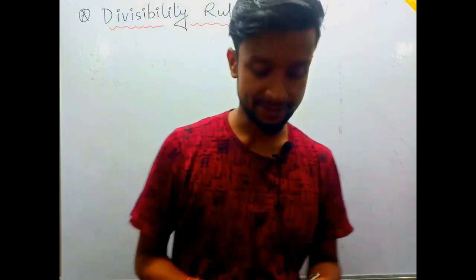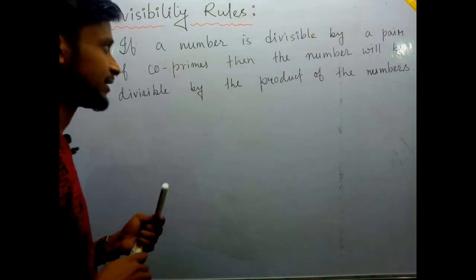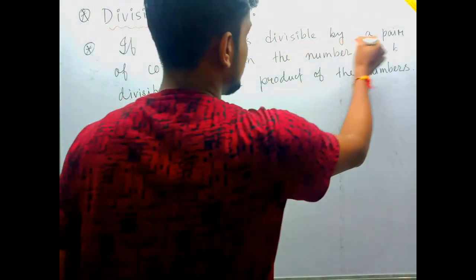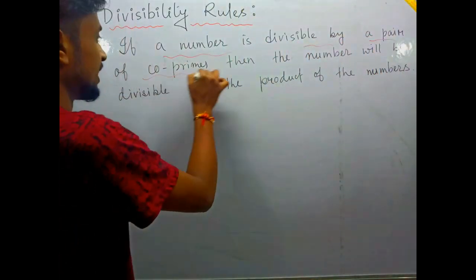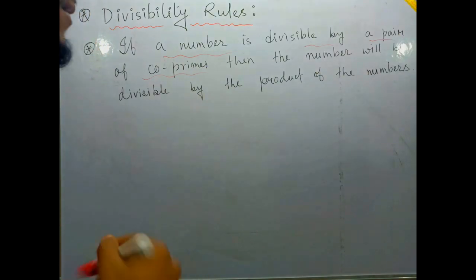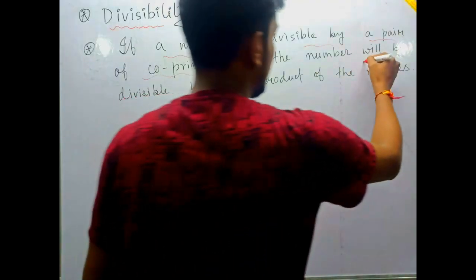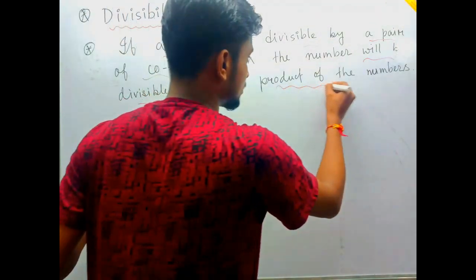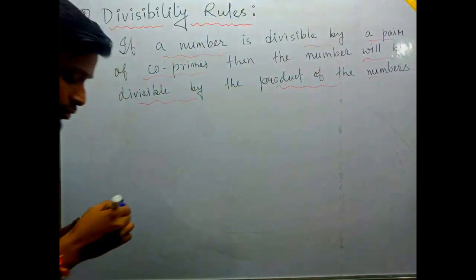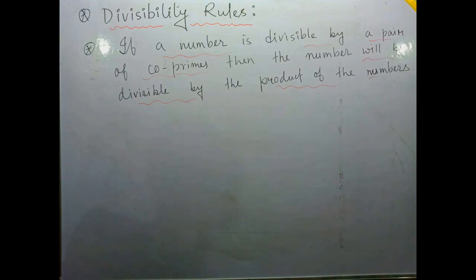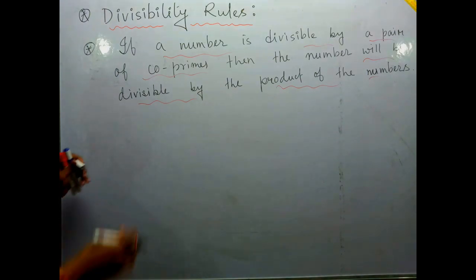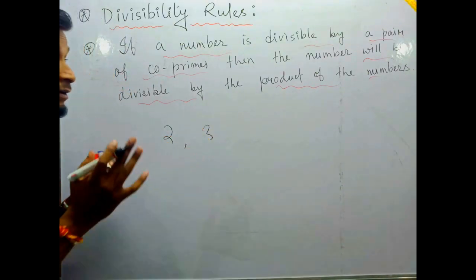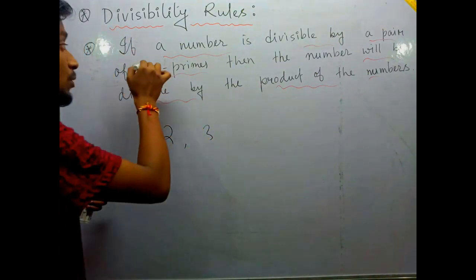Now you see one very important fact, very important and very helpful. If a number is divisible by a pair of co-primes, then the number will also be divisible by the product of the numbers. 2 and 3 are co-primes. First of all, let me tell you what is co-prime. What is co-prime?